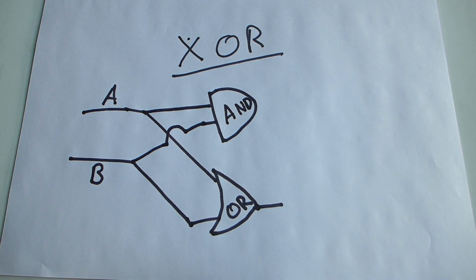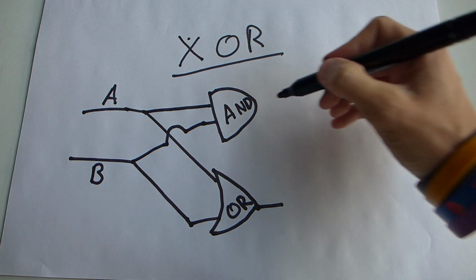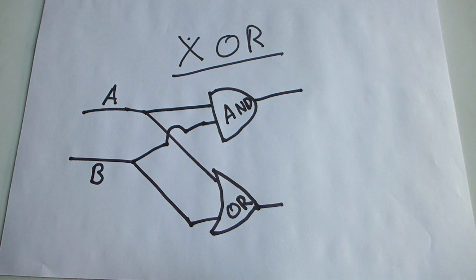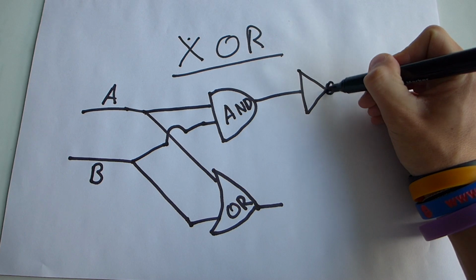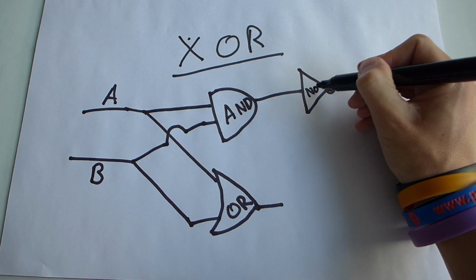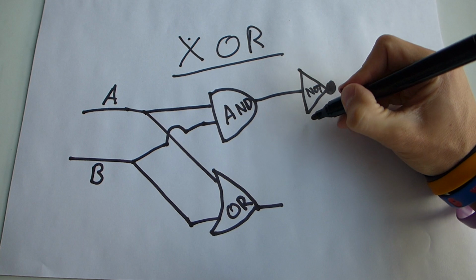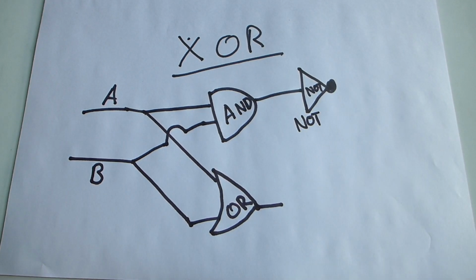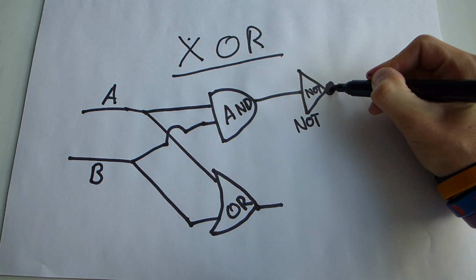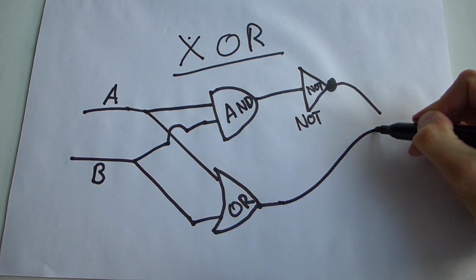Now, if both inputs are true, then the XOR needs to fail. So we actually want to return true if the AND is false. To do that, we can invert the output of the AND gate with a NOT gate. So at the top, we get a true result if at least one input is not true. And on the bottom, we get true as the result if at least one input is true. So these are the conditions for XOR.